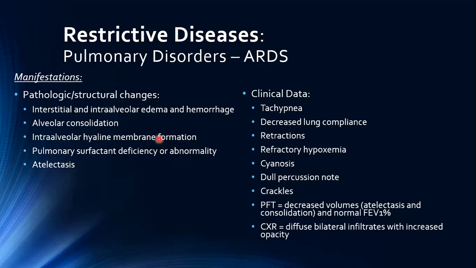Some of the clinical data you will see with somebody in ARDS, they're going to be breathing fast, tachypnea, decreased lung compliance, of course, because it's a restriction. Retractions, that means they're using accessory muscles to breathe because they can't breathe. Refractory hypoxemia. What do we say refractory hypoxemia means? What does refractory mean? Something that's refractory or refracted, what does that mean?